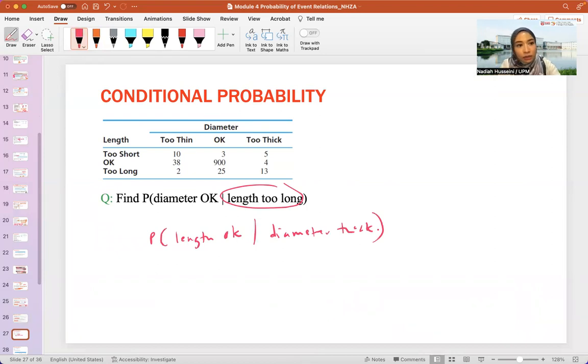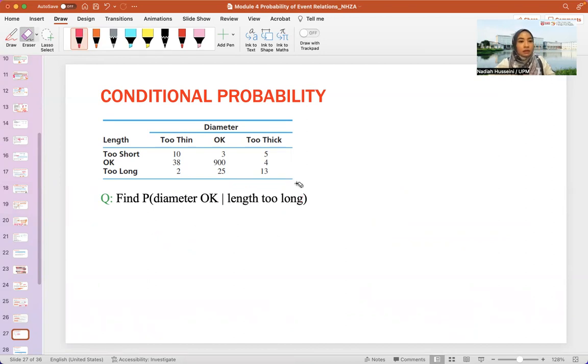The first thing that I look at when I take out my rod is the diameter. That is my info, and that would be my limiting factor to reduce my sample space. Okay, so let's do length okay, diameter thick, because I think that this one is a little bit different than the example earlier. Let's change this.